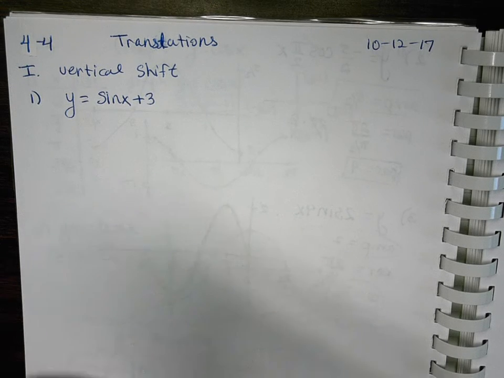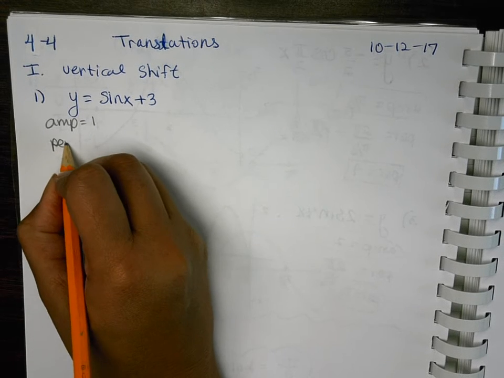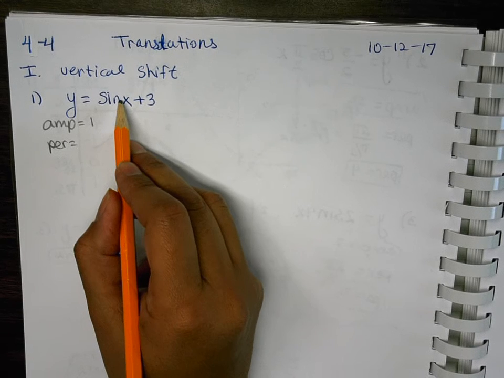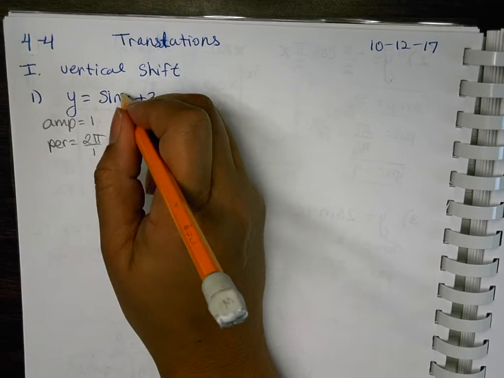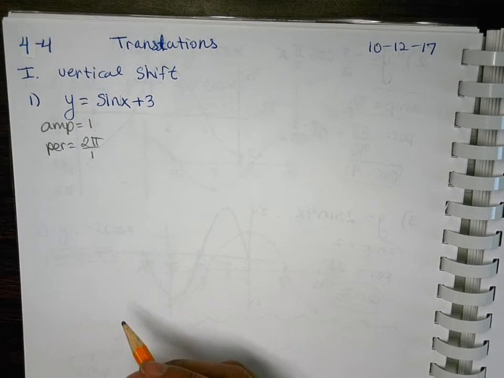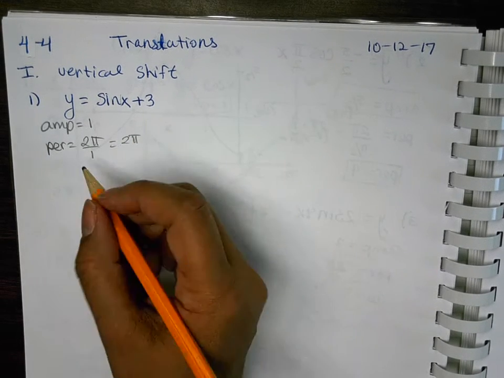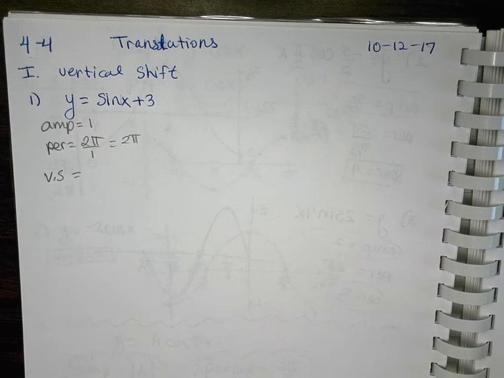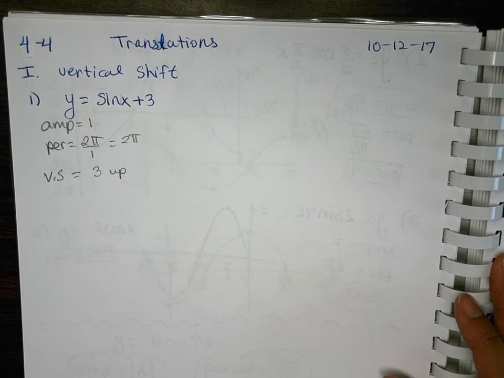All right, and cosine. What is the amplitude? 1. Period, 2 pi over 1, from the 1 in front of the x. What is it? 2 pi over 1, and the 1 coming from the coefficient of x, right? So the period is 2 pi. All right, now we have our vertical shift. And the vertical shift is what? 3. In what direction? Up. Up 3. Okay. Questions?